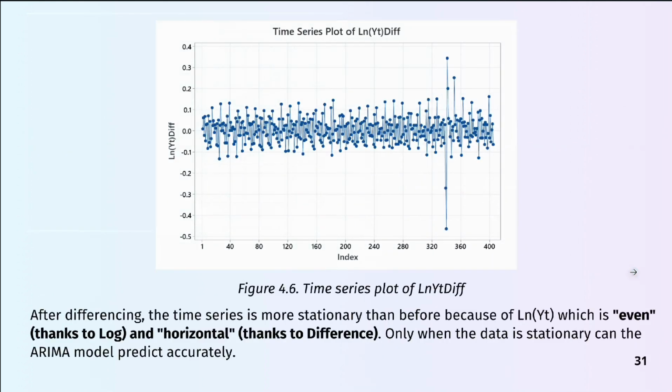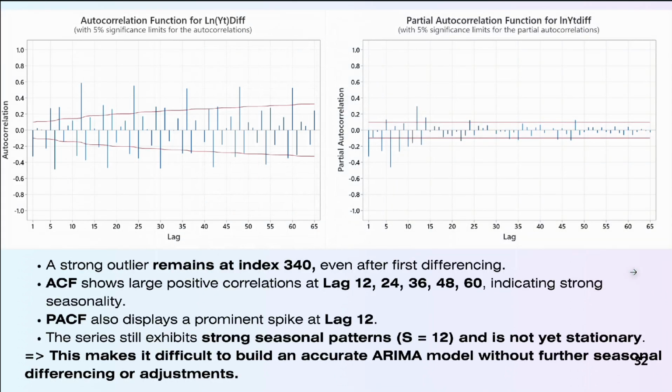Looking at the figure, the trend is removed and the data oscillates around 0, thanks to the log and the differencing. Only when the data is stationary can an ARIMA model predict correctly. However, the ACF plot still shows strong spikes at lags 12, 24, 36, 48, indicating strong seasonality as well. The partial autocorrelation function still displays a prominent spike at lag 12. The series still exhibits a strong seasonal pattern. It's not yet stationary, which makes it difficult to build an accurate ARIMA model without further seasonal differencing or adjustment.